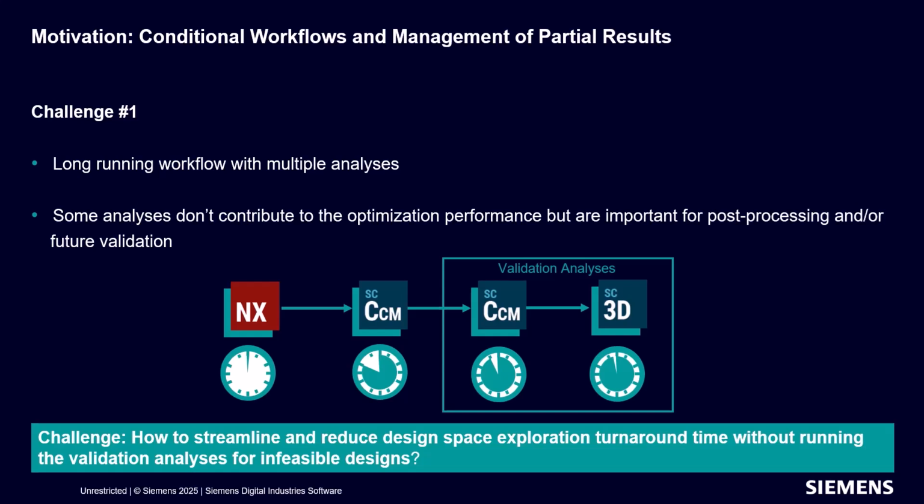The challenge persistent in this scenario is that because the 2 downstream analyses are long-running and not strictly needed to judge the performance of the design, we'd like to avoid simulating them for poor-performing designs if possible. Specifically, we'd like to streamline and reduce the design space exploration turnaround time without running the validation analyses for infeasible designs. However, because there are responses tagged and being extracted from the validation analyses, we can't simply use a condition to bypass those analyses alone, because by default they will error out if the responses can't be extracted.